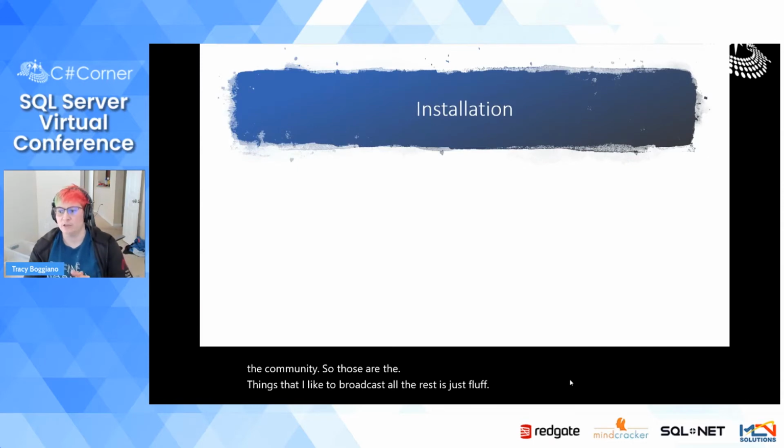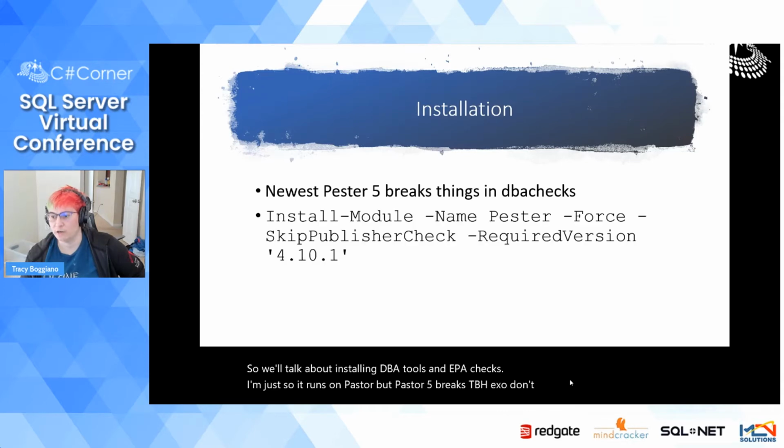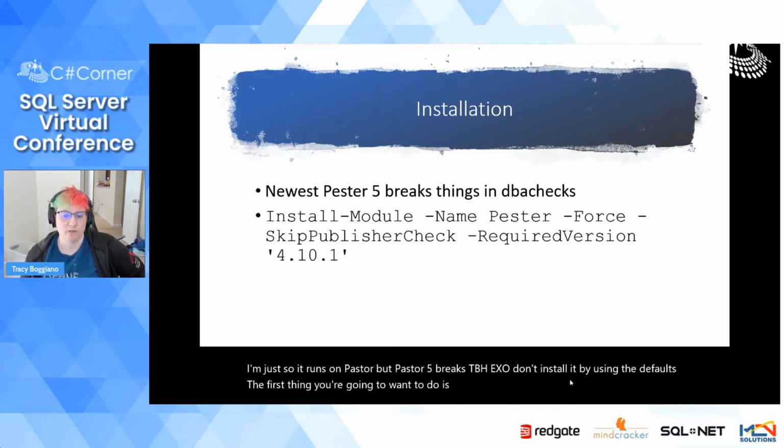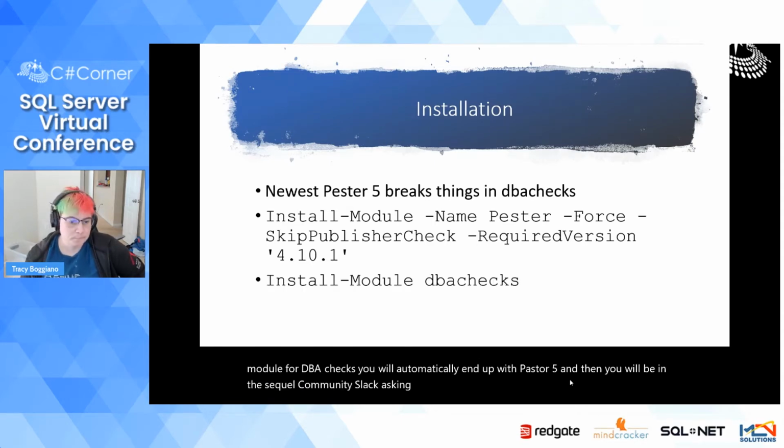So we'll talk about installing dbatools and dbachecks. Just so you know, it runs on Pester, but Pester 5 breaks dbachecks, so don't install it using the defaults. The first thing you're going to want to do is install Pester with the correct version. This is the correct syntax for that so that you don't end up with Pester 5. If you go to install the module for dbachecks first, you will automatically end up with Pester 5, and then you will be in the SQL community Slack asking what happened.